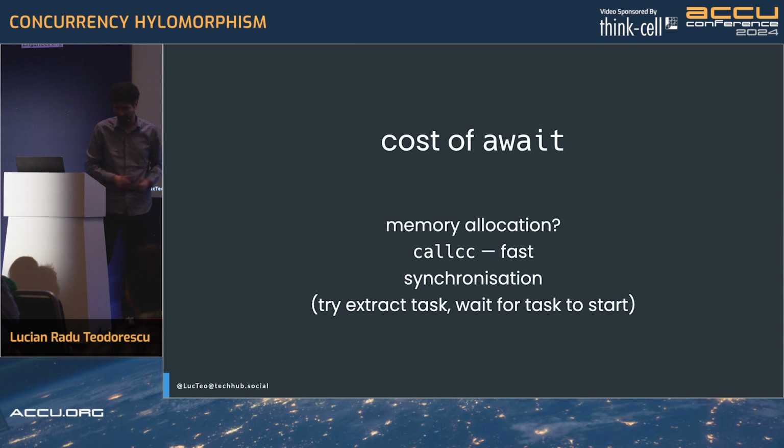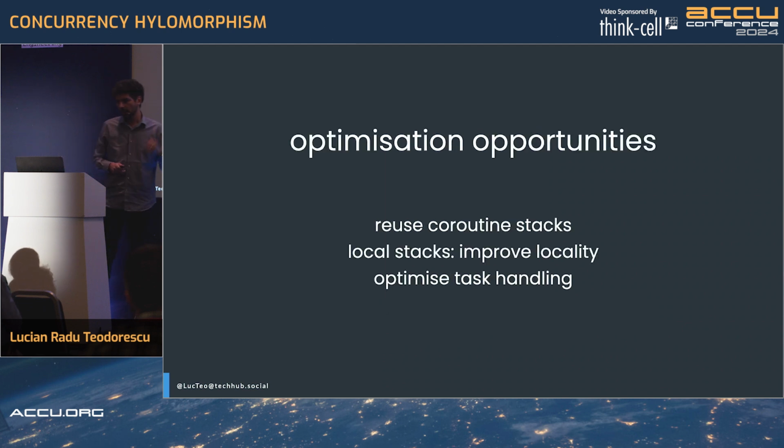Again, 20% for this type of thing, really good. But it's a cost. We need to be aware of that. There are some optimization opportunities in here. I haven't implemented that, but we can reuse coroutine stacks. It's pretty easy to reuse them. Actually, we can know how many we have, so that's really good.